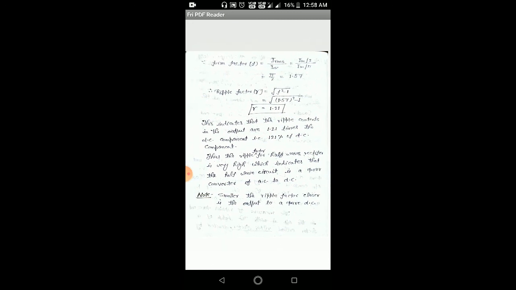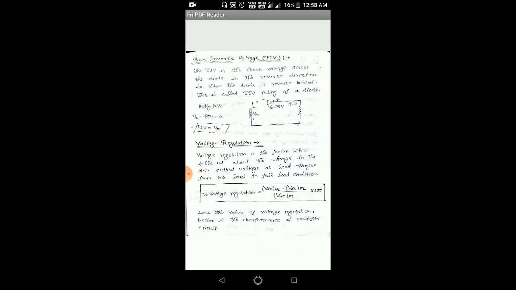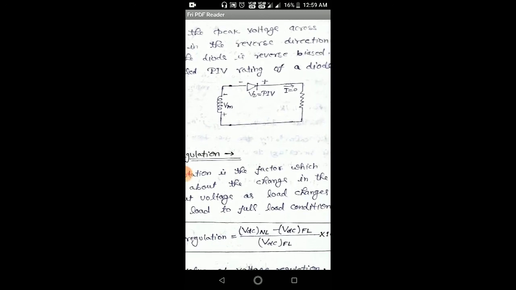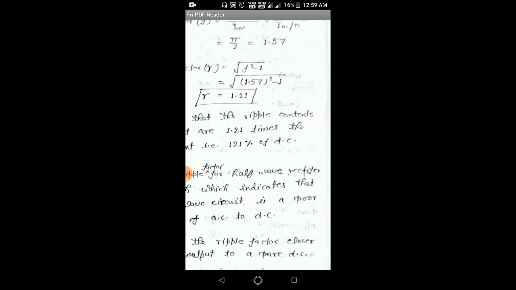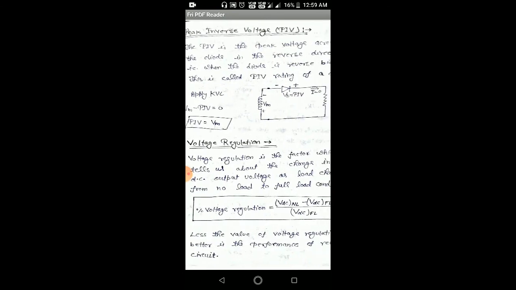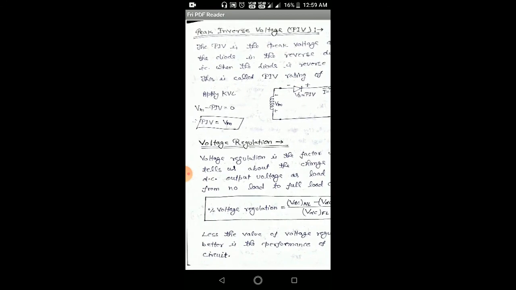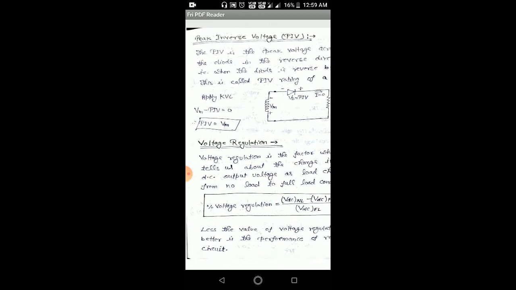So now the peak inverse voltage. The peak inverse voltage across the diode is the voltage across the diode in the reverse direction, that is, when the diode is reverse biased. This is called the peak inverse voltage rating of the diode. In the circuit we can see that when the diode is reverse biased, the diode acts as an open circuit. So apply Kirchhoff's voltage law in this circuit, then we write Vm minus PIV equal to 0. So PIV is equal to Vm, which means the peak inverse voltage across the diode will be Vm.